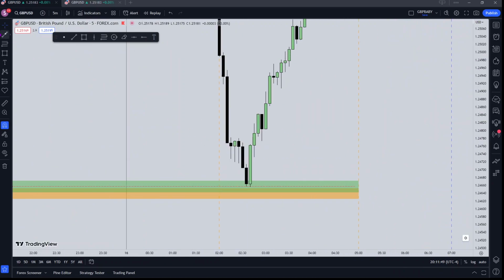So where do we have a break of structure here? It forms at about 2:40 a.m. We have a swing high broken, so we have a break of structure. So our entry could be here. This is a breakaway gap.